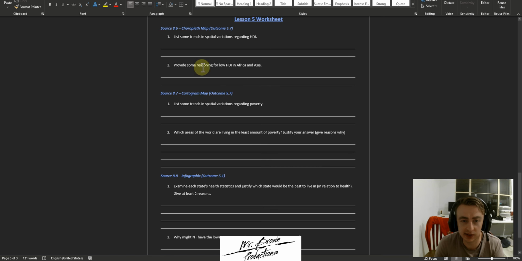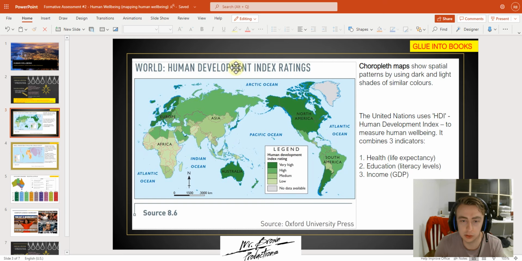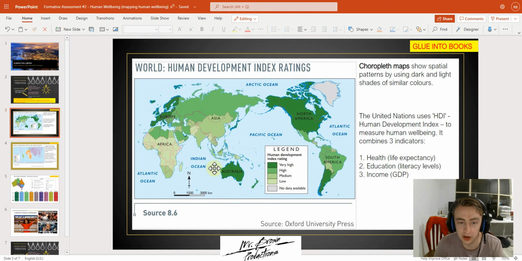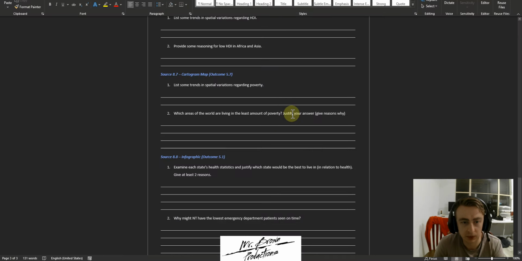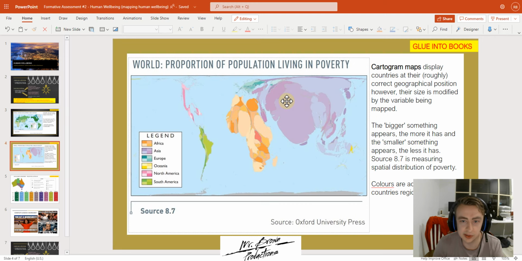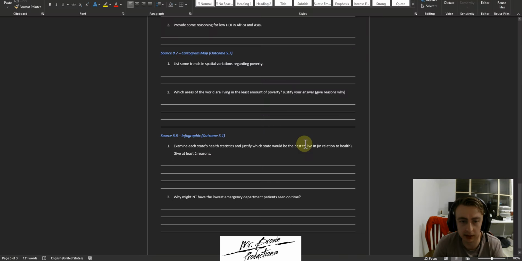Then I want you to provide some reasoning as to why you think HDI, or the Human Development Index that measures health, education and income, might be low in the continents of Africa and Asia. Once you have done that, move on to source 8.7, which is the cartogram. So the cartogram is this here, this map there.